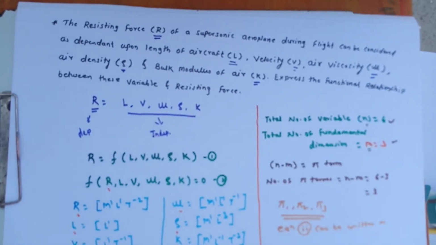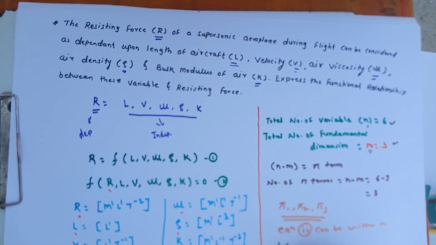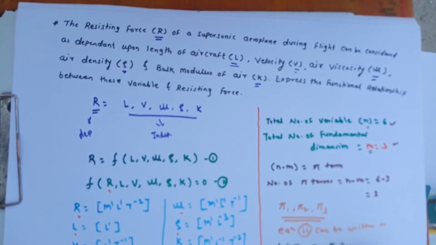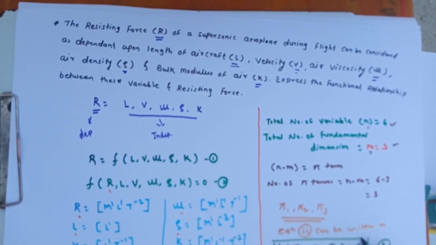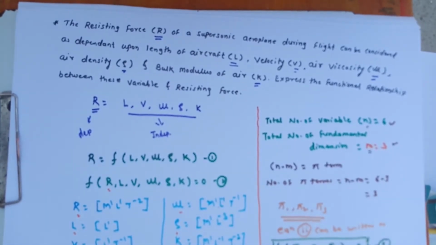f of pi 1, pi 2, pi 3 is equal to 0. Suppose this is equation number 3. Now here we have to find out the values of pi 1, pi 2, pi 3.